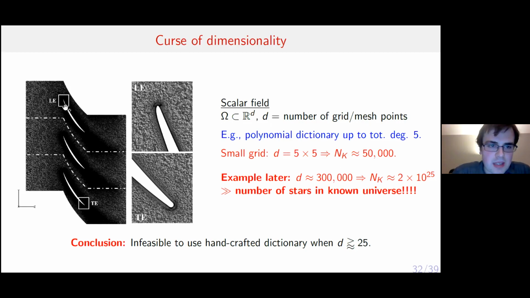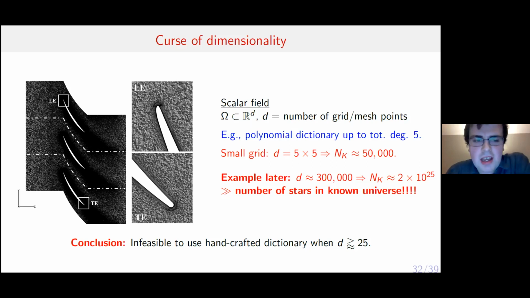So let's begin with an example. And we'll see this example at the end. Suppose I have some flow, in this case, past a cascade of aerofoils. This is the leading edge. This is the trailing edge. And let's suppose that I look at a scalar field at each of these grid or mesh points. You can see the zoomed in section. So D, the ambient dimension, will just be the number of grid or mesh points. This is a very common thing in fluid applications of DMD, for example.